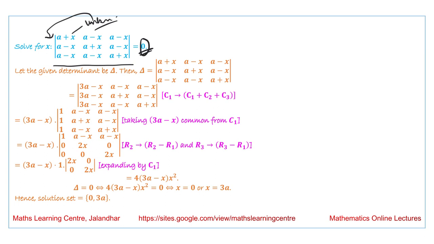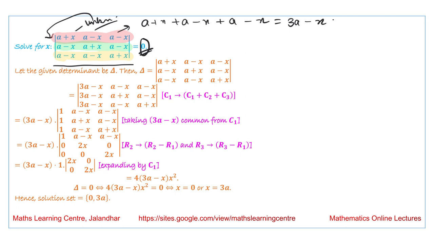evaluate this determinant first. So to evaluate the determinant, look at this first row over here. If we add the elements of the first row, we will get the answer is a plus x plus a minus x plus a minus x, that is equal to 3a minus x. Similarly, if we add the elements of this second row, we will obtain the same answer, and if we add the elements of this third row, we will obtain the same answer.